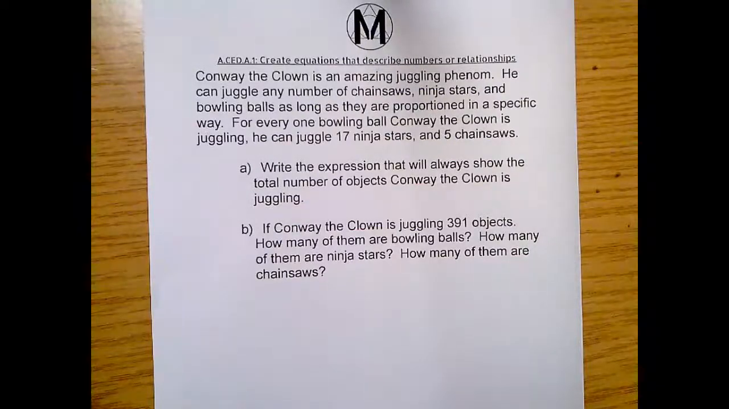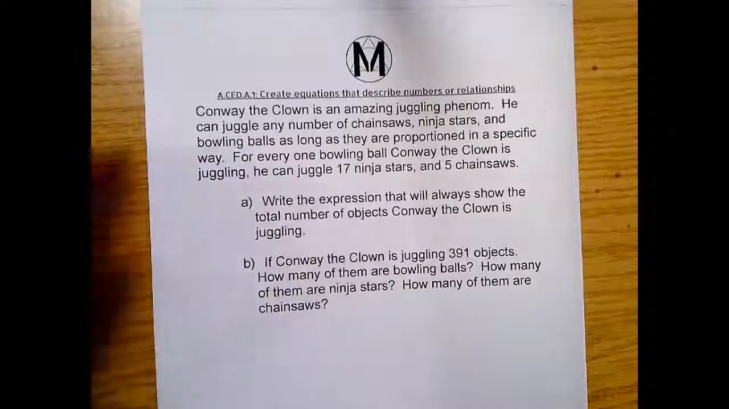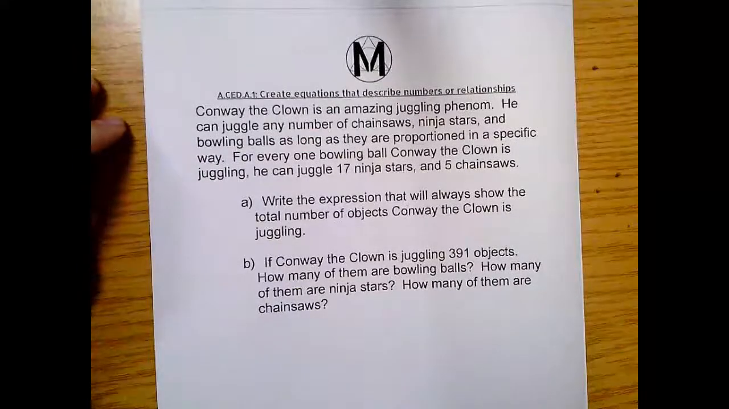Alright, let's do some Mathity-Math. It says here, Conway the Clown is an amazing juggling phenom. He can juggle any number of chainsaws, ninja stars, and bowling balls as long as they are proportioned in a specific way. Alright? For every one bowling ball Conway the Clown is juggling, he can juggle 17 ninja stars and 5 chainsaws. That sounds amazing.